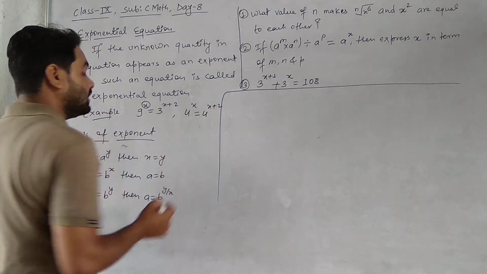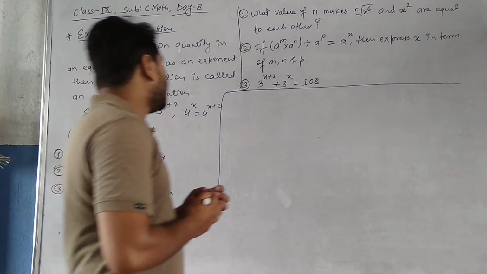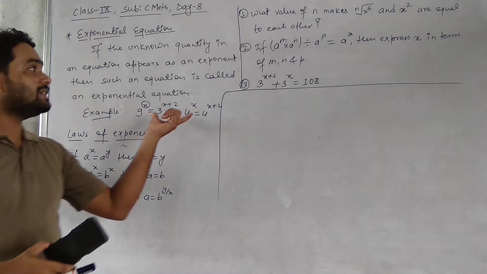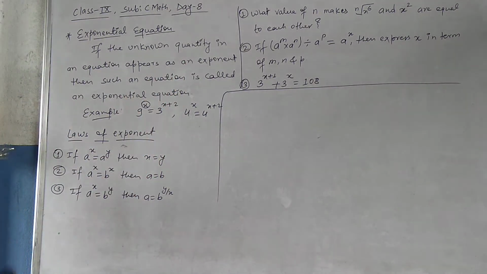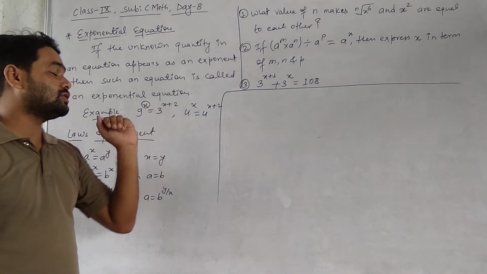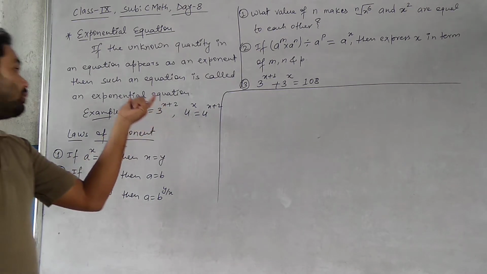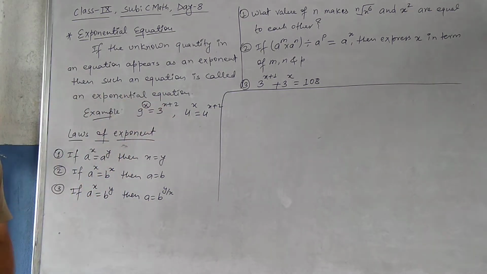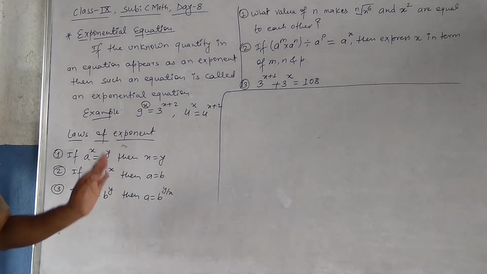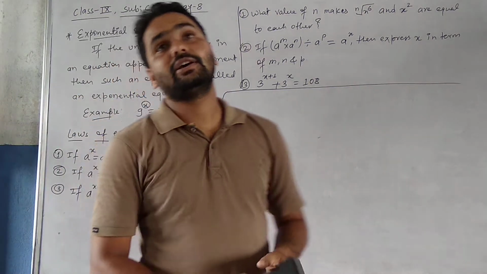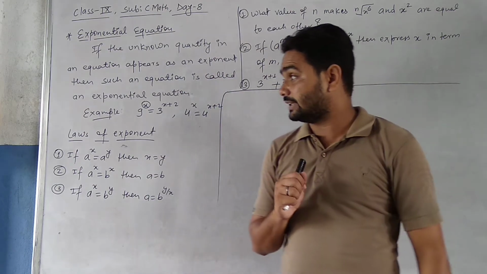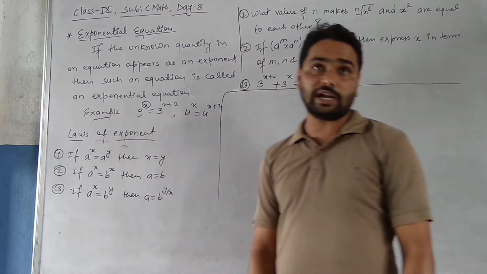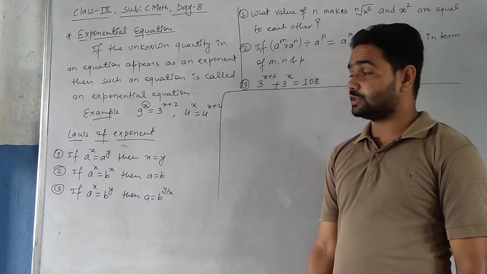If the unknown quantity is in the form of the power, then we can call it an exponential equation, and we can solve it also. We are going to find the value of the unknown quantity from these types of equations. As in indices, where we have certain laws, similarly in the exponential equation we have 3 laws here, which we are going to discuss.